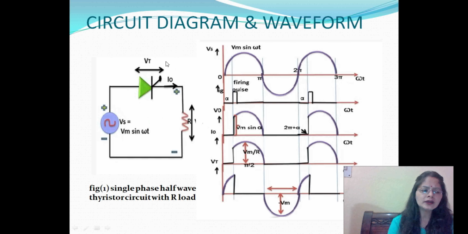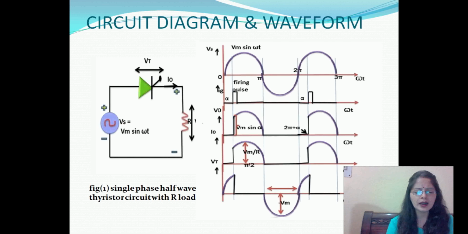So we know that thyristor is a semi-control switch, and semi-control means the turning on of the switch is in our hand while the turning off is not in our hand. It depends on the supply. That's why this thyristor is known as the semi-control switch. So we are using thyristor in order to convert AC signal into a DC signal. Clear? Here Vs is equal to Vm sin omega t.